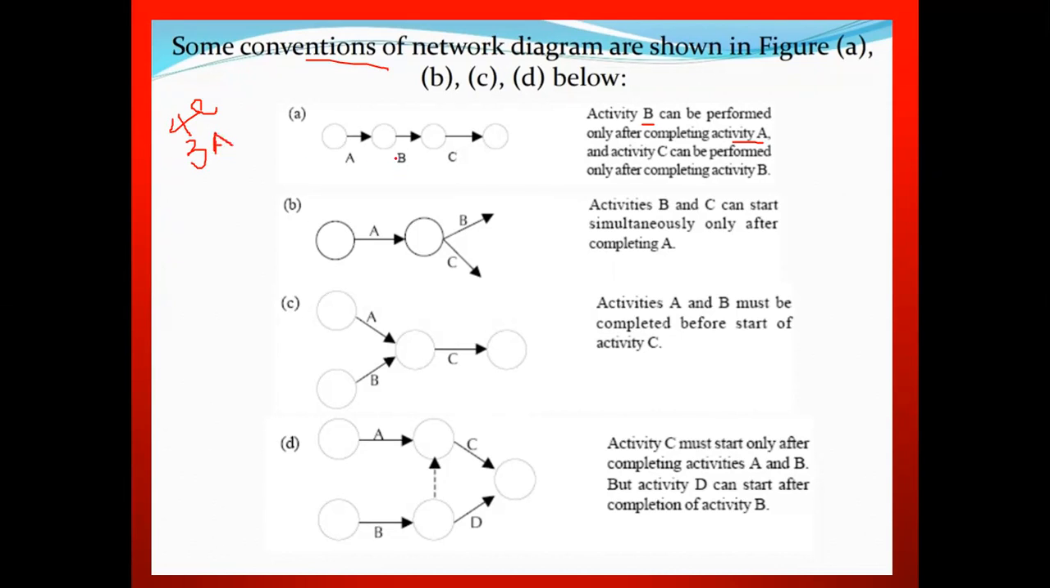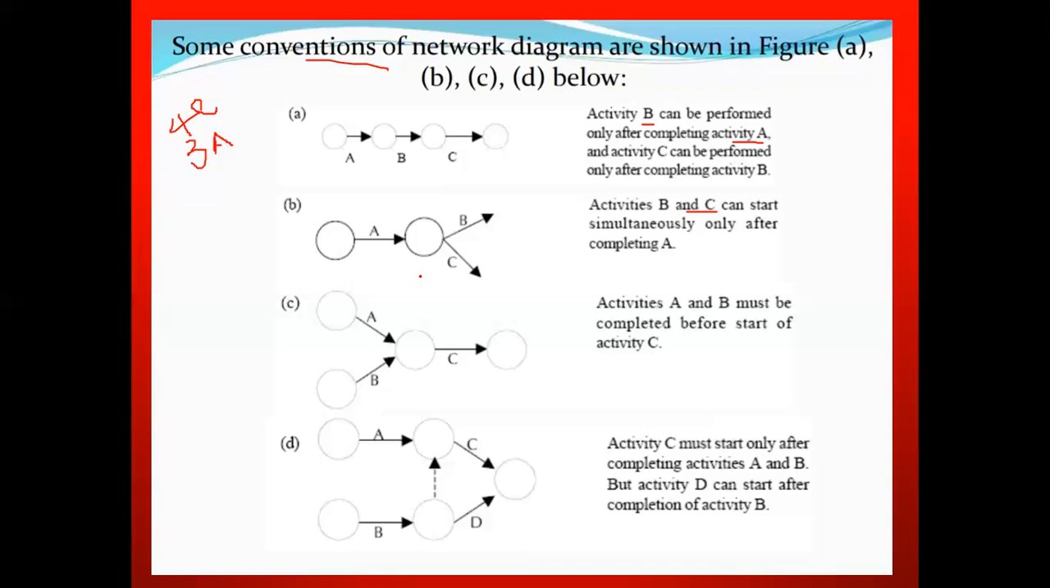Now activity B is performed only after A is completed. In the same way, activity C is performed only after completing activity B. So like this it can be designed. Next, see the B. Activities B and C can start simultaneously once A is completed.